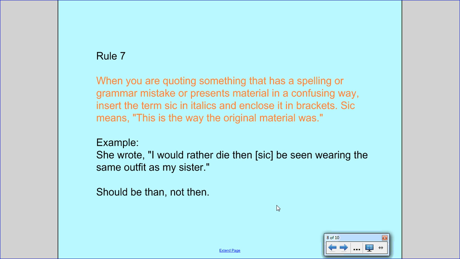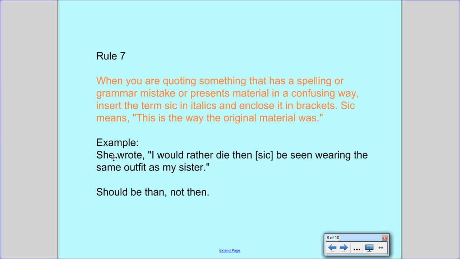And then lastly, if you are quoting someone or something, and that someone or something has a grammatical error in it, don't just let the reader think that you mistyped something or made an error. What you're going to do is, in brackets, right after the mistake, write the letters SIC, which means sick. Okay? And that's going to tell the reader that this is the way the original material was.